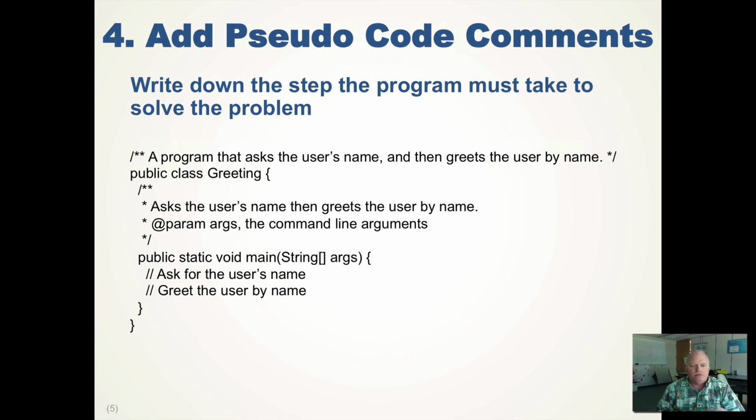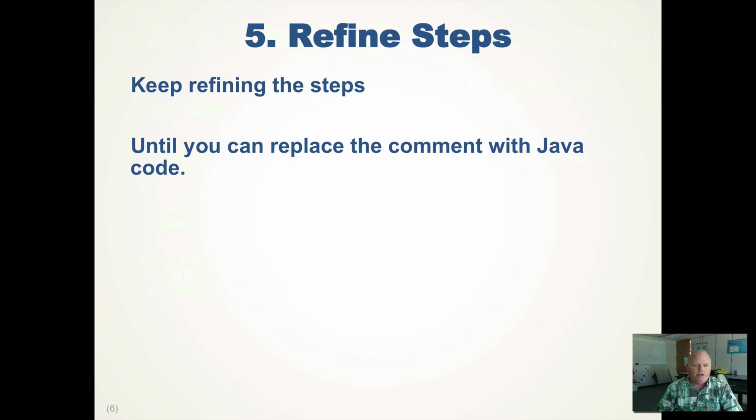And then greet the user by name is probably print out welcome or hello greetings and then the name. So now we need to remember the name, so we have to create a variable. So it might be print out the question, read in the name to a variable, then print out the greeting plus the name. And that would be our comments, and then we could refine them again until we can replace those with Java.